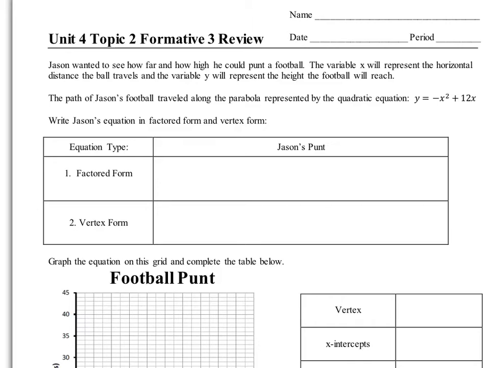So Jason wanted to see how far and how high he could punt a football. The variable x will represent the horizontal distance the ball travels, and the variable y will represent the height the football will reach. The path of Jason's football traveled along the parabola, represented by the quadratic equation, is y equals negative x squared plus 12x. So we're going to use that equation to help us put it in factored form and vertex form.